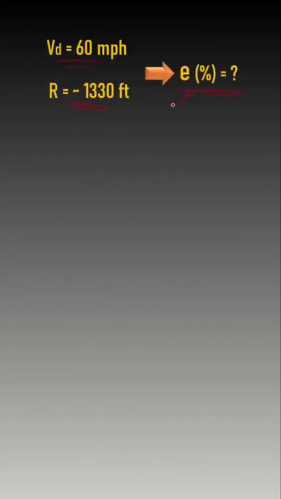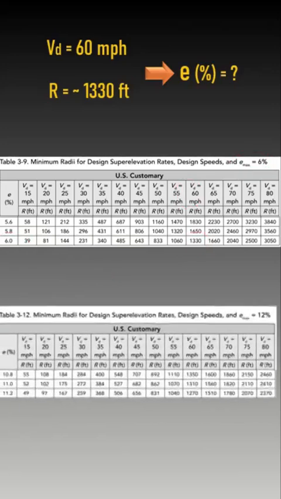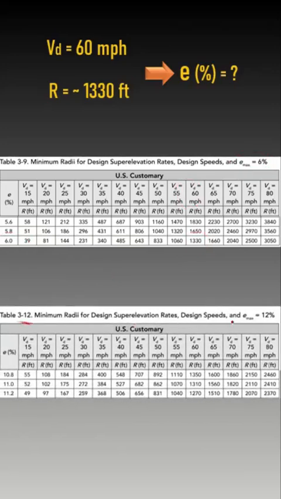Suppose we're to determine the required super elevation rate for a 60 mile per hour curve with a radius of 1,330 feet. As an option, we can look it up in Table 3-8, Green Book 7th edition, which is for maximum super elevation rate of 6%. Well, it says for a 60 mile per hour curve with a radius of 1,330 feet, the required super elevation rate is 6%. Instead, we can also refer to Table 3-12, which is for maximum super elevation rate of 12%.